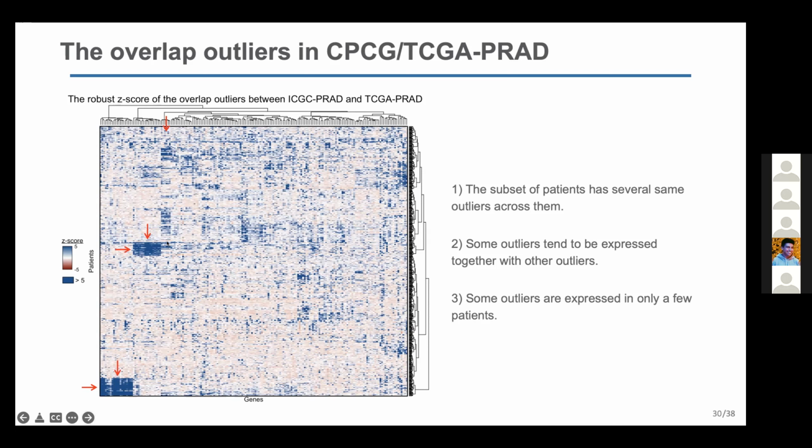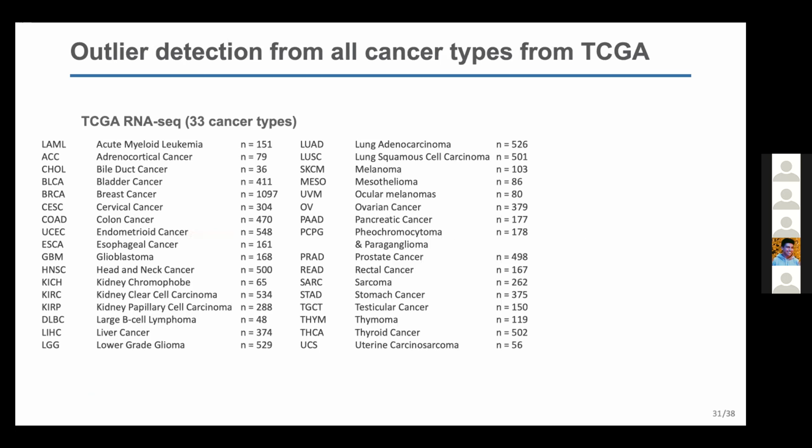They might be co-amplified from the same chromosomal location, or they might be involved in the same functional pathway. So I want to look into it in further analysis. I selected my outlier detection method, which worked well in the prostate cancer data set, so I want to expand it to the whole TCGA data set.